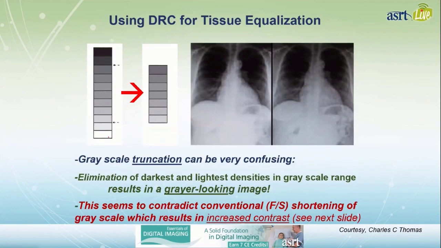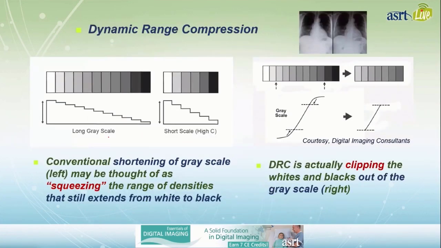And so here's the weird part, is that that elimination of the darkest and the lightest densities in the grayscale range actually results in a grayer looking image, whereas it seems to contradict our conventional teaching with film screen that the shortening of grayscale represents increased contrast. Now, both of these concepts are true, but you have to understand what we're doing here, and that they belong to two different domains of imaging, film screen versus digital.